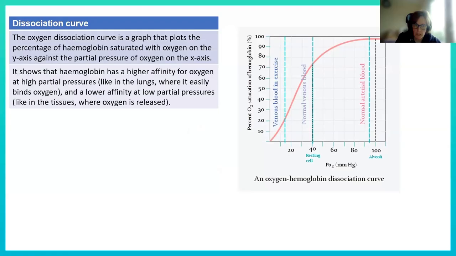So hemoglobin has a higher affinity for oxygen at high partial pressures. And that's the sort of thing we'll find in the lungs, where it will easily bind to oxygen, and it has a lower affinity or ability to hold on to it at low partial pressures. And that's what we'll find in the tissues. So that's good. That forces oxygen to be picked up in the lungs, and it's much easier to lose it in the tissues, which is exactly what we want because of the difference in pressure.